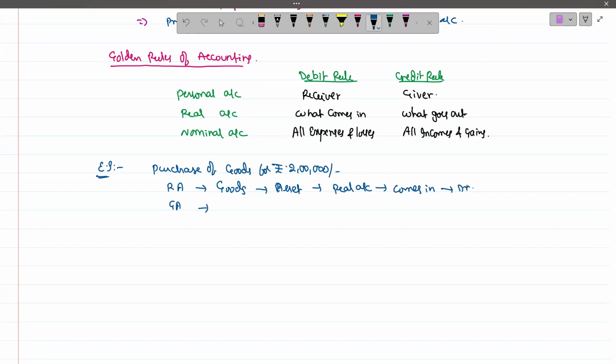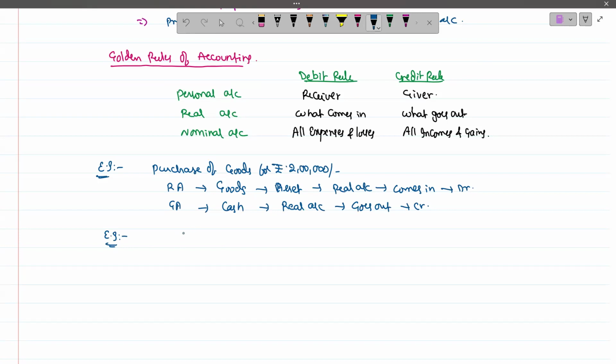So what comes in is debited. And the giving aspect is nothing but we are paying cash. Cash is also a real account because it is a tangible asset. What is the rule for real account? Comes in is debited, goes out is credited. So here cash goes out of the business. So that account is credited.